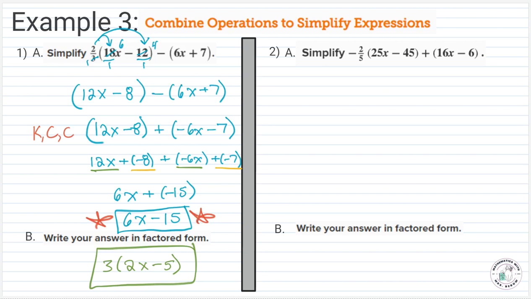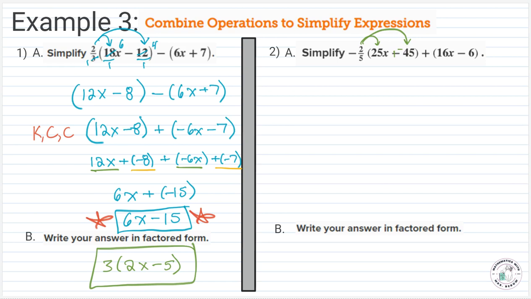All right, so for number 2, simplifying negative 2/5 and then in parentheses 25x minus 45, plus we got the 16x minus 6 in the second set. So very similar to the last question, we need to distribute first. So that's what our first step is going to be. I do notice here that I have a subtracting on the inside and I'm distributing a negative. So I'm going to write that as plus negative.